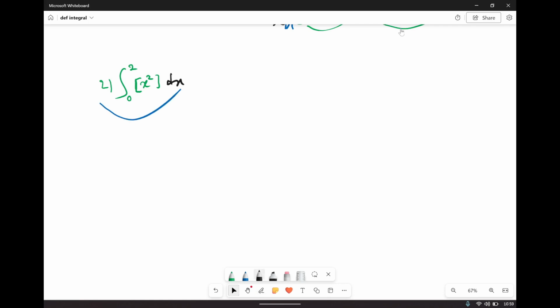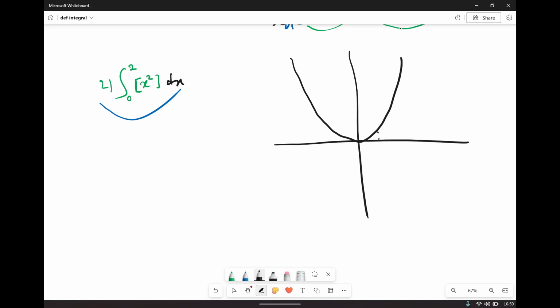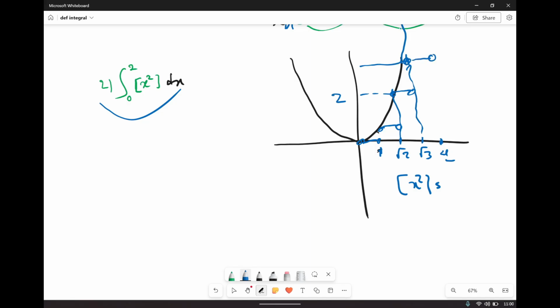Wow, it's so important. At first, I'm going to show the graph of the floor of x squared from 0 to 1. We know this value is exactly 0, yes? But from 1 until radical 2 it is 1, and if we calculate between radical 2 and radical 3, this value is exactly 2, and in this interval the answer is exactly 3, yes?